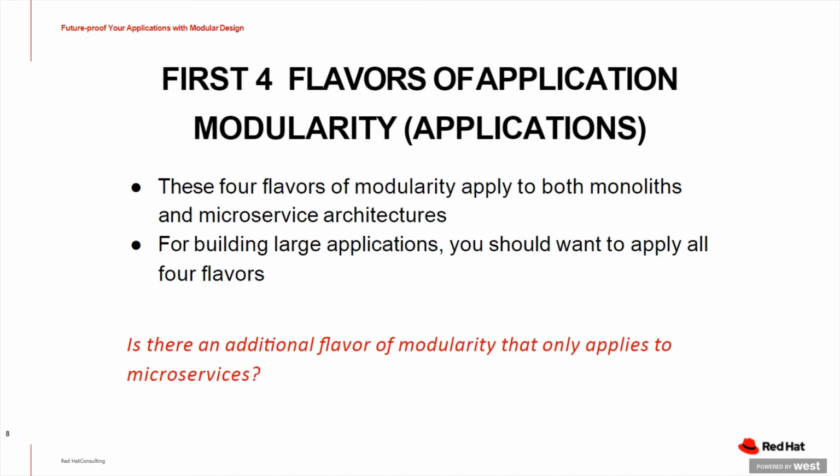So, in building applications, these 4 flavors of modularity can apply to both monoliths and microservice architecture. And for building large applications, you should aim to apply all of these 4 flavors. So, could there be an additional flavor of modularity that only applies to microservices?